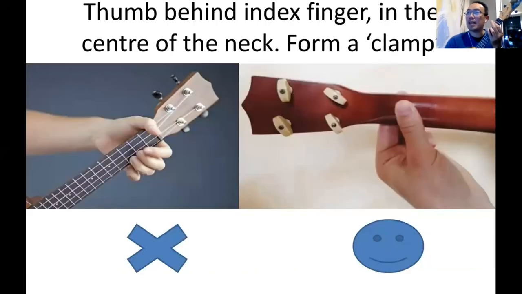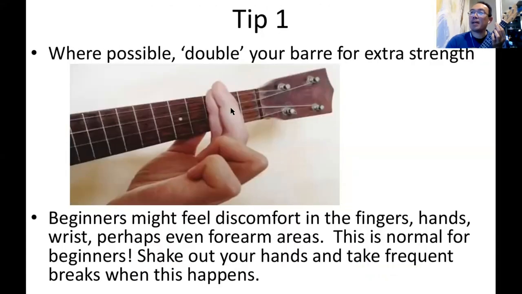Next tip I have is to put your thumb behind. It gives you the ability to form a clamp. So this is wrong. Don't hang your thumb too far like this. It's doing nothing, unless it's trying to mute, trying to mute the G string there. Next tip I have is that you can double your bar for extra strength. So you put your middle finger there. Now you've got twice the pressure.